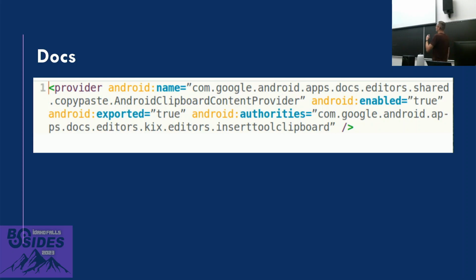If you opened up the Google Docs Android manifest and you found this provider, this is more or less what you would see. We have the name of it. We can see that it's enabled and it's exported. So the exported value is equal to true, so other applications can talk to it. And under the authorities value, we have a really long string, and that's what we use to talk to this provider in particular.